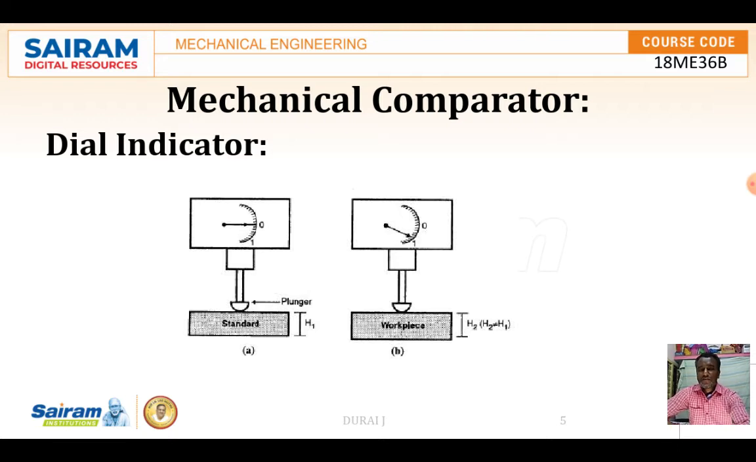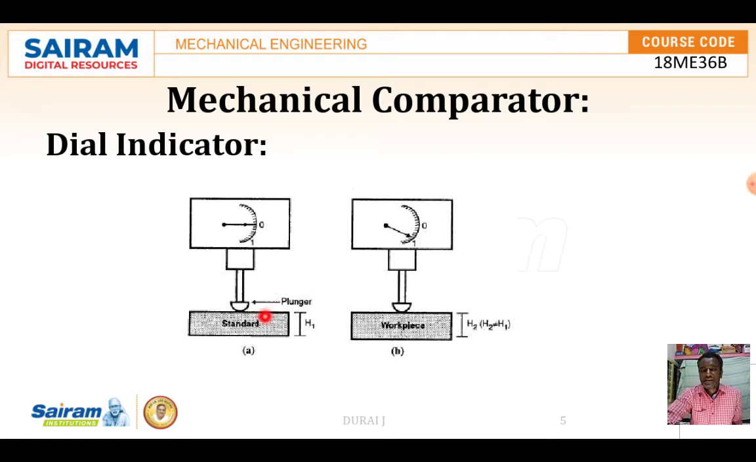So first, initially, we are going to keep the standard component over here. While keeping the standard component, we are going to set the readings over here. After setting the readings, whichever component we are going to measure, that we are going to keep below the plunger.